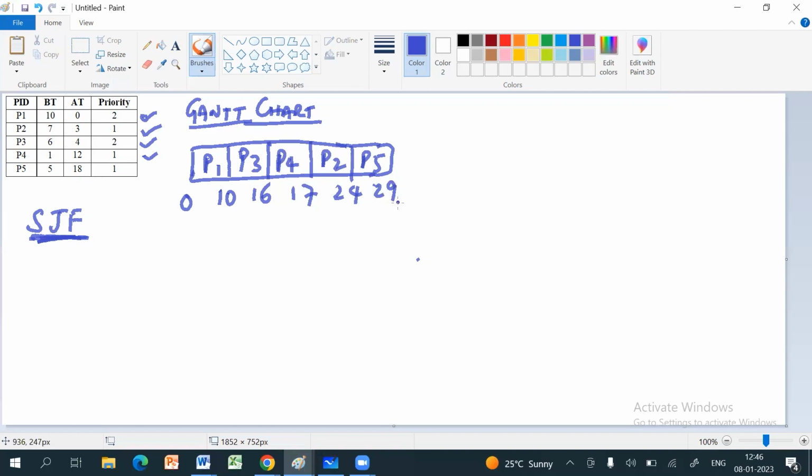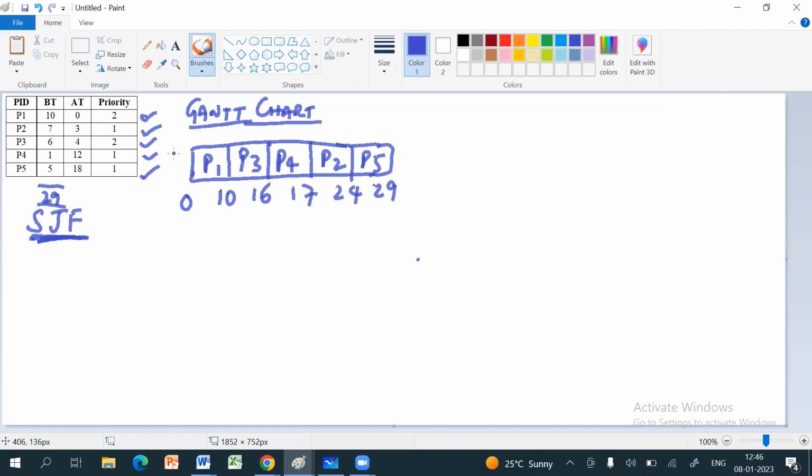Again, as you are able to see, the last point in your Gantt chart will be the sum of all these values here, which is 29. You can check that. Okay. Now this is a Gantt chart for SJF.